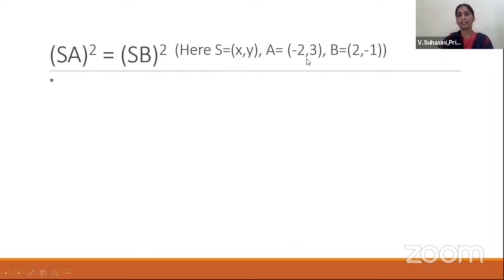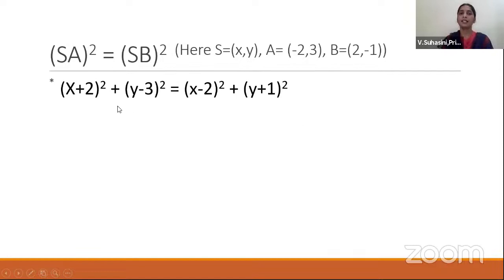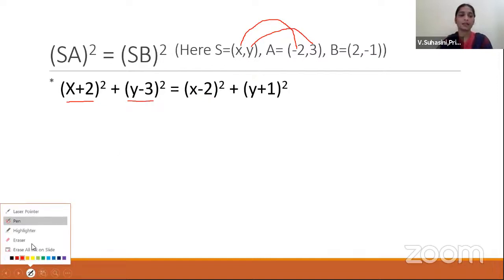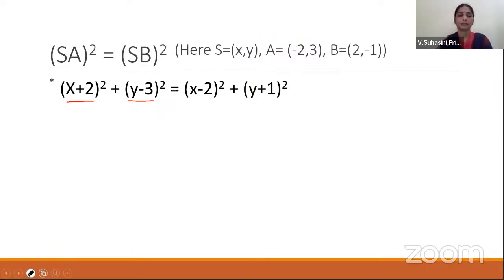And we know S is (x, y), A is (-2, 3), B is (2, -1) from the hypothesis. Let's just substitute in the distance formula. SA square is (x2 - x1) whole square plus (y2 - y1) whole square. So we take x. There is a minus in the formula and minus in the x coordinate. Therefore, it will become x minus of minus, plus. Hence, it is (x + 2) whole square. Next, (y - 3) whole square is equal to, on the other side, SB: (x - 2) whole square plus (y + 1) whole square. Minus of minus, so it will become (x - 2) whole square plus (y + 1) whole square.